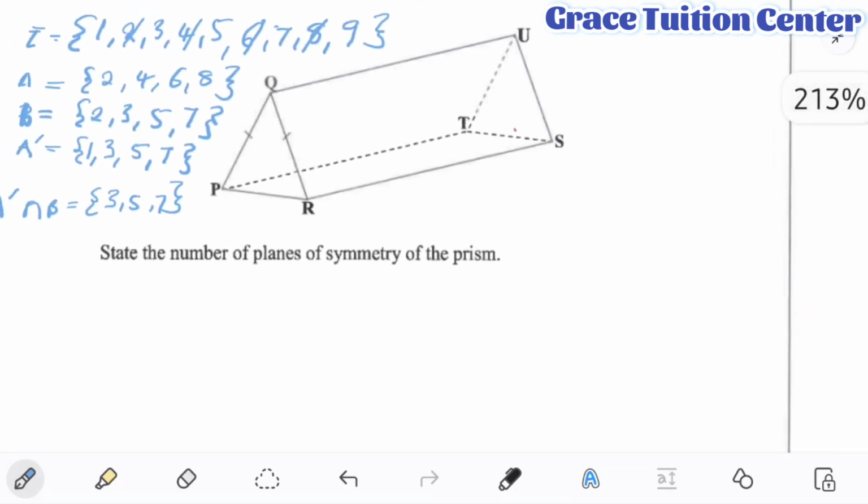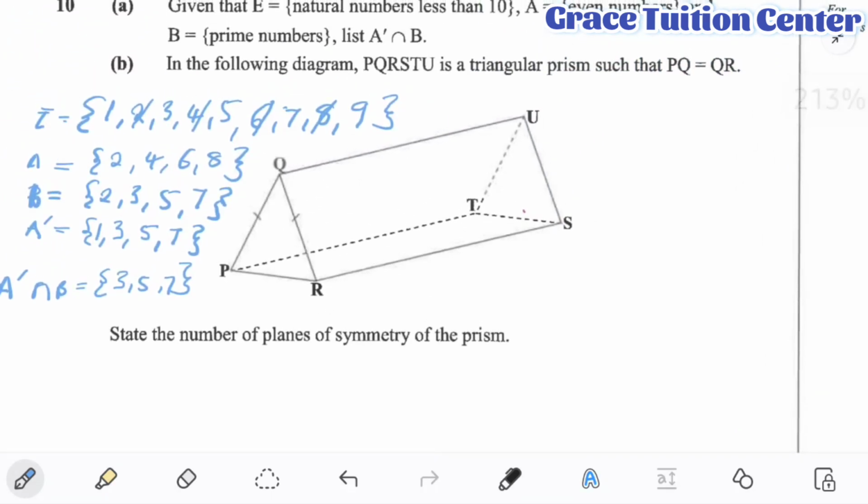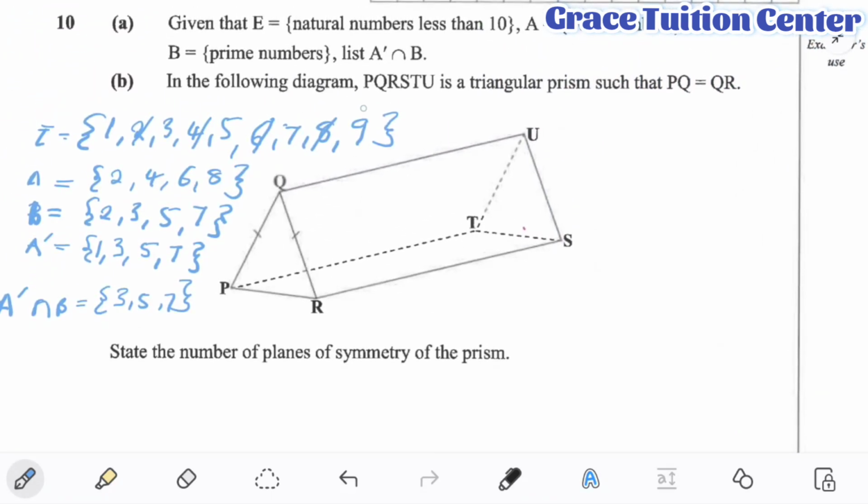We proceed to the next question. The next question is saying, in the following diagram, PQRSTU is a triangular prism such that PQ equals QR. So these sides, this and that, are equal. So if we have a triangle with 2 equal sides, that triangle is called an isosceles triangle.